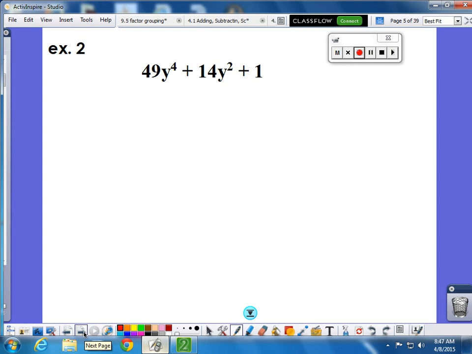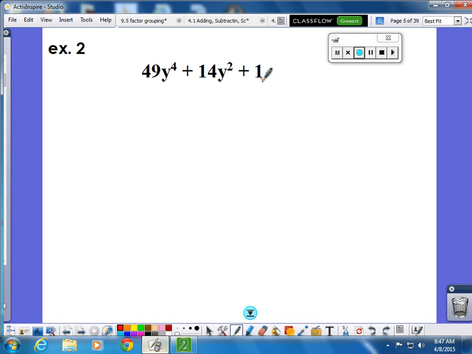All right, is this a perfect square trinomial? Any even power, 2, 4, 6, 8, 10, 12, those are perfect squares. So is 49 a perfect square? Yes. 7 times 7, right? Is y to the 4th a perfect square? What would you square to get y to the 4th? Y squared, okay. Is 1 a perfect square?